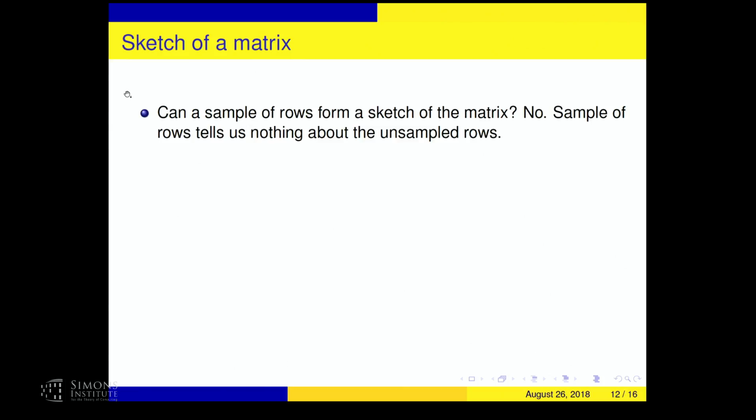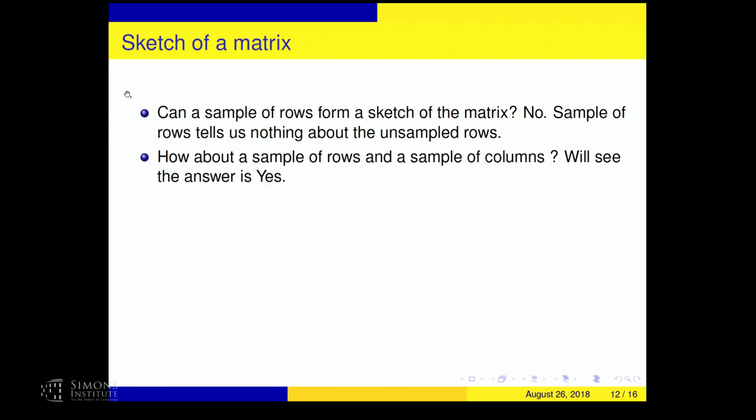So, sketch of a matrix. Here I'm going to tell you how a sample of rows and columns gives you information about the whole matrix. That's what a sketch means. Can a sample of rows form a sketch of the matrix? No, because the sample of rows tells you nothing about the unsampled rows. That's not good enough. How about a sample of rows and columns? We'll see the answer is yes. I give you a small sample of rows and columns. That's enough. That contains information about all the entries of the matrix, with errors.